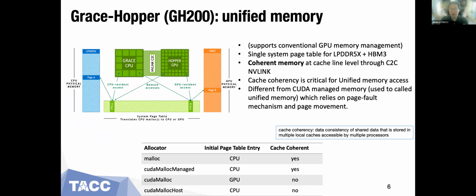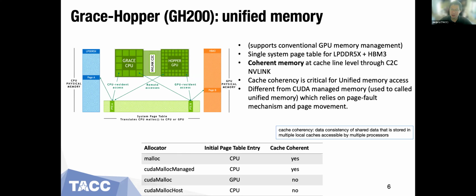So a little bit more about the unified memory. When operating in unified memory mode, Grasshopper is going to have a single page table covering both the CPU memory, which is the LPDDR5, and the GPU memory, the high bandwidth HBM3, all in a single memory pool. So both the CPU and GPU can access all of this memory through unified memory access.